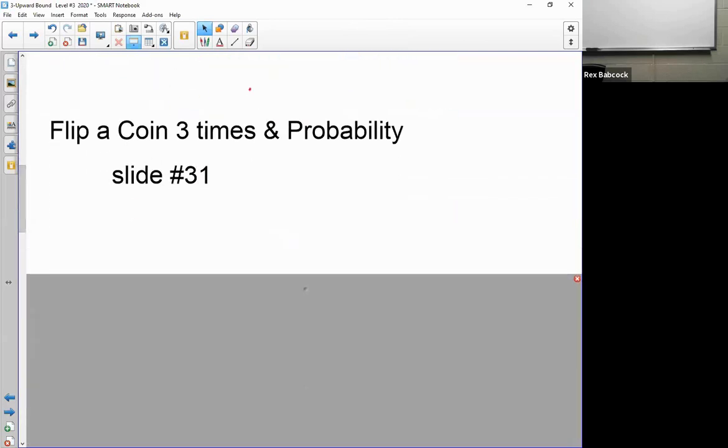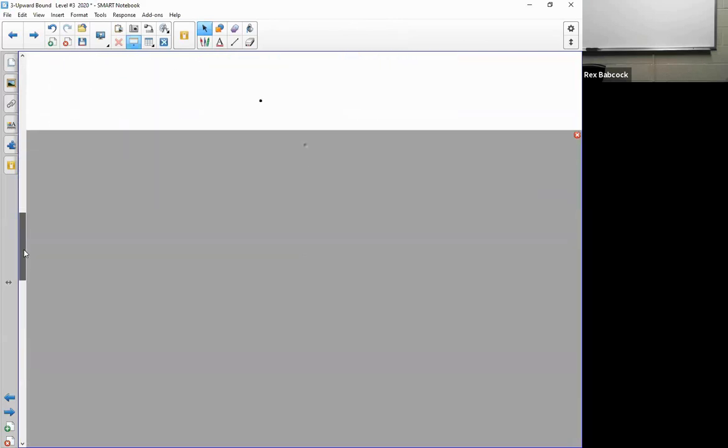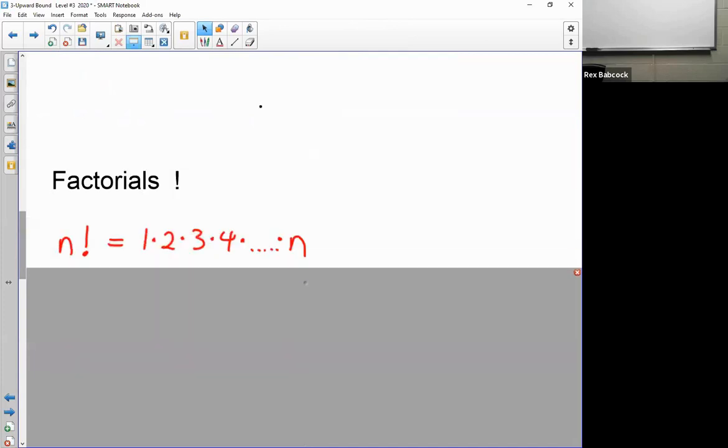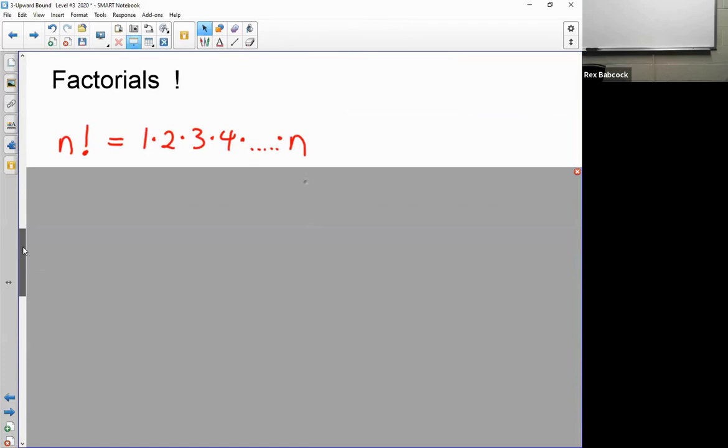So we looked at flipping a coin 3 times. Next is factorial. So let's look at some terms and symbols. The symbol for factorial is an exclamation mark. Sigma means to add. Factorial means to multiply. So they're symbols we use all the time, but we use them in a different way in mathematics.